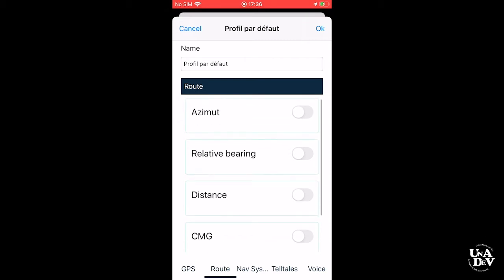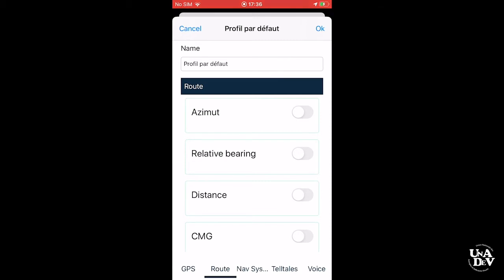Azimuth. This is the cardinal direction from the currently enabled waypoint, that is the waypoint we are heading towards. If this point is exactly south in relation to our sailboat, the azimuth is at 180 degrees. If it's at northeast, the azimuth is at 45 degrees.